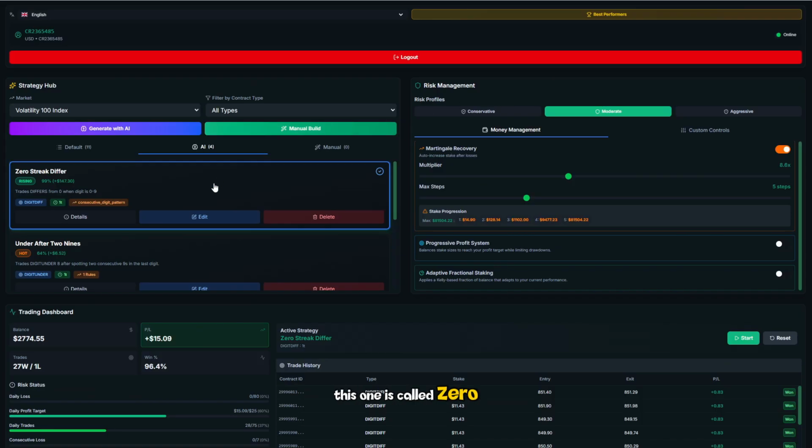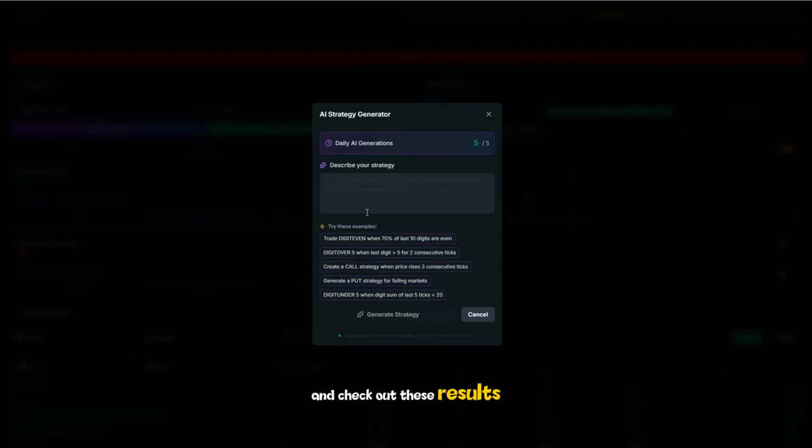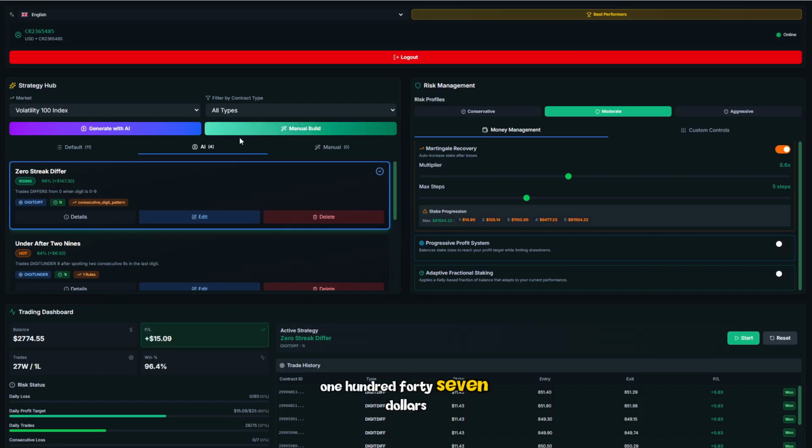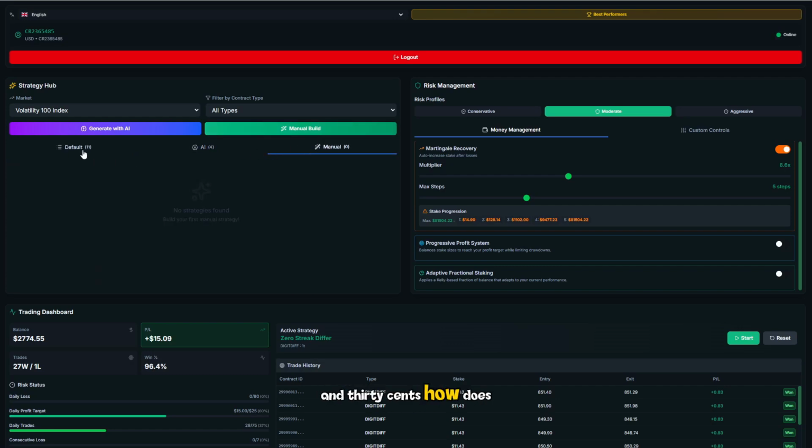This one is called Zero Streak Differ, and check out these results. 83 trades, 98.8% win rate. That's 82 wins and only one loss, with a total profit of $147.30. How does it work?